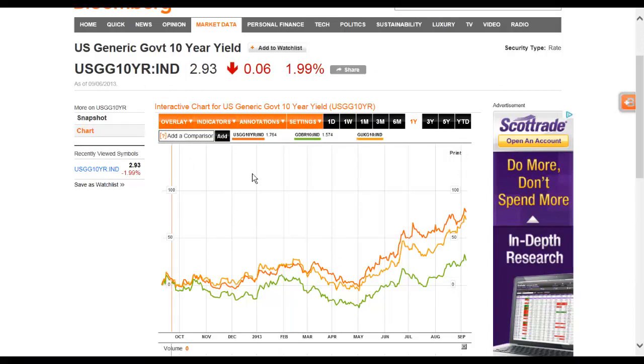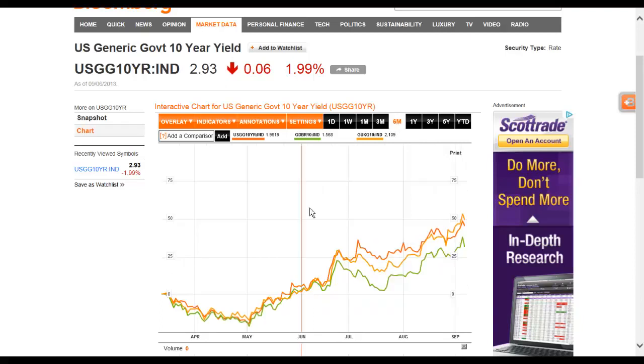and by having the three on here, you can see now the orange makes a lower low than we had here. The red makes a higher low, and the green makes a lower low. So there's a divergence between the three. And if I go to a 6-month, now you really can't see it. It's got to be seen in 1 year.